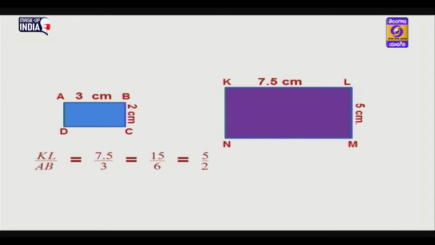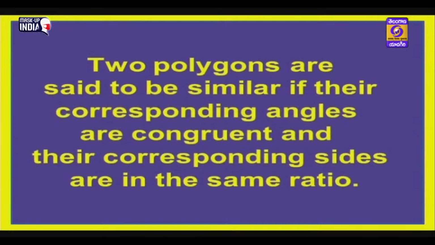Now, let us consider the two more rectangles which we are saying that they look similar. Let us take the ratio of the sides KL and AB. KL by AB is equal to 7.5 by 3, which is simplified to 5 by 2. Now, taking the ratio of their breadths, corresponding sides LM by BC is equal to 5 by 2. So, the ratio of the corresponding sides in these two rectangles are equal. So, they are similar. We can say that two polygons are said to be similar if their corresponding angles are congruent and their corresponding sides are in the same ratio.